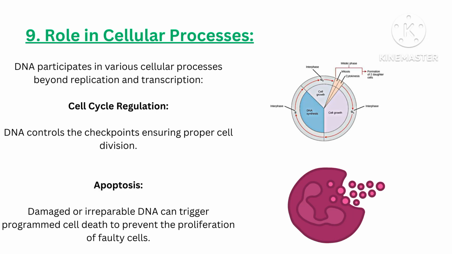Role in cellular processes. DNA participates in various cellular processes beyond replication and transcription. Cell cycle regulation. DNA controls the checkpoints ensuring proper cell division. Apoptosis. Damaged or irreparable DNA can trigger programmed cell death to prevent the proliferation of faulty cells.